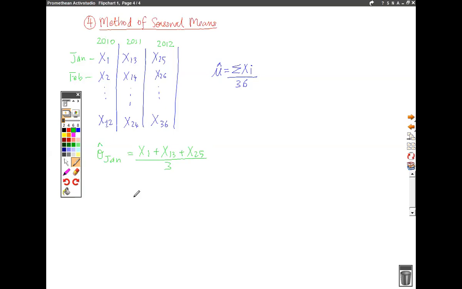But you know that these are going to be different. So when I'm talking about the method of seasonal means, to stabilize these averages, because they can be very high or very low depending on the kind of seasonality you are looking at, you subtract from these the mu.